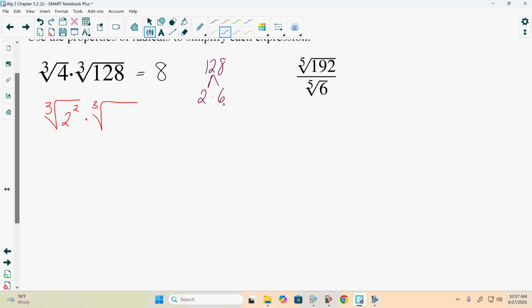Now we know we have 2 times 64. 64 is 2 times 32. 32 is 2 times 16. 16 is 2 times 8. 8 is 2 times 4, and 4 is 2 times 2. We got 1, 2, 3, 4, 5, 6, 7. 128 had a whole bunch of 2's. Luckily, it wasn't 256 because that would just be 2 to the 8. Double it again.